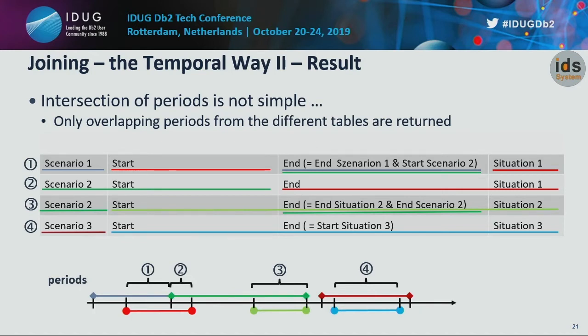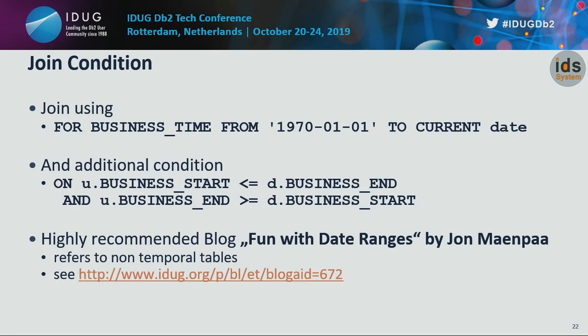Okay, in order to do this, we need to specify a certain join condition. And this is how it could work. First of all, I decided to filter out a certain business time. Business time is looking at a certain period overall. This is for business time from to. And for the join, we said from the one table, the business start needs to be smaller equals the business end, and the business end bigger equals the business start.